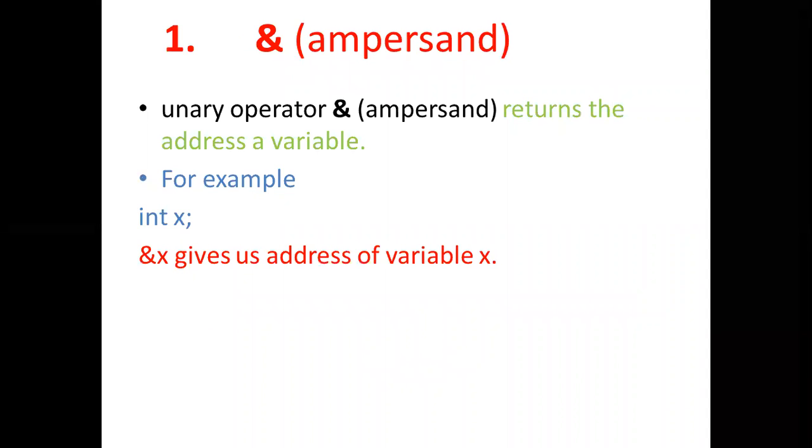First one is ampersand. Unary operator ampersand returns address of a variable. For example, we have declared a variable x of type int. Ampersand x gives us address of variable x.